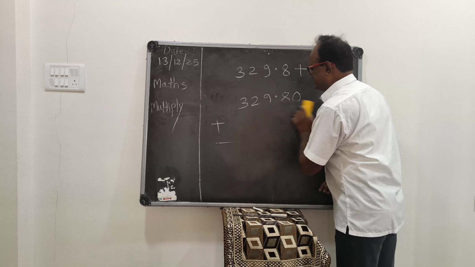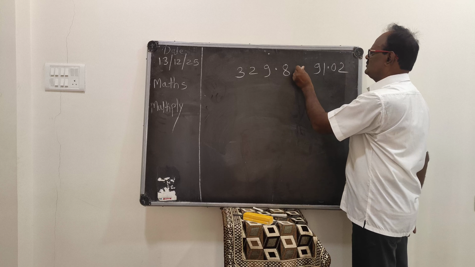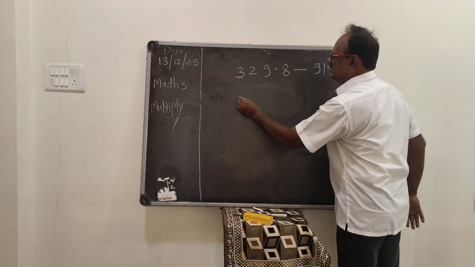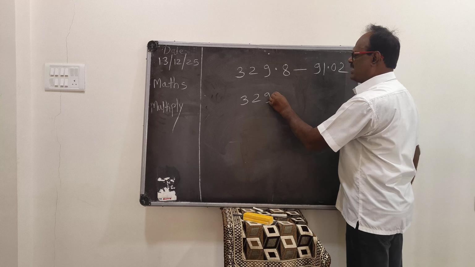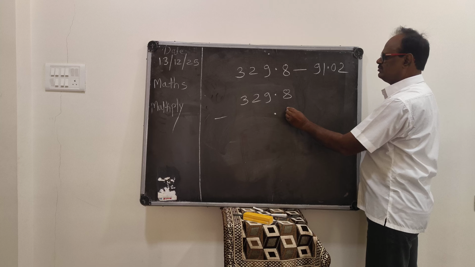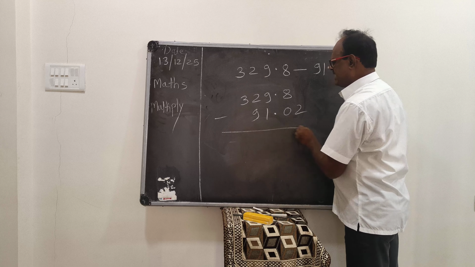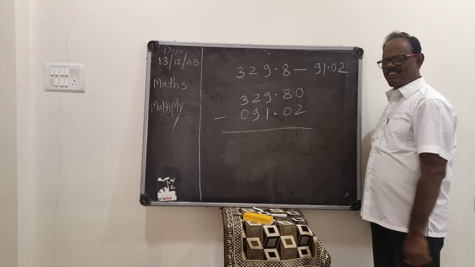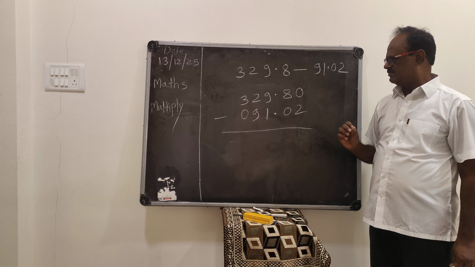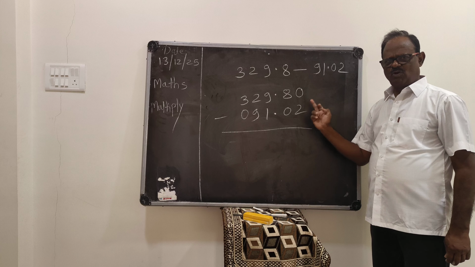Now the same thing is applicable for subtraction. Again 329.8 minus, point below the point, 0, 2, 1, 9. Remaining places fill by 0. Now the subtraction method is your borrow method. So 0, you cannot subtract 2 from 0.